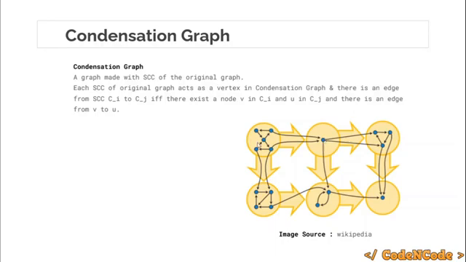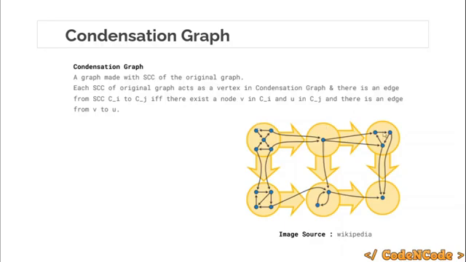So blue vertices and black edges represent the original graph. Now you see here these yellow circles, these represent vertices of the condensation graph, and these yellow arrows represent edges of the condensation graph. So each strongly connected component of the original graph acts as a vertex in the condensation graph. So these 5 nodes form a single strongly connected component, or single SCC. That is why in the condensation graph these are forming a single vertex.